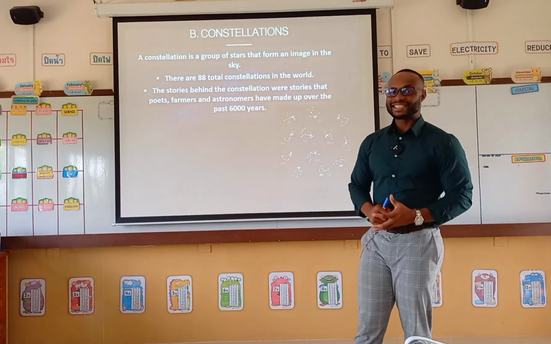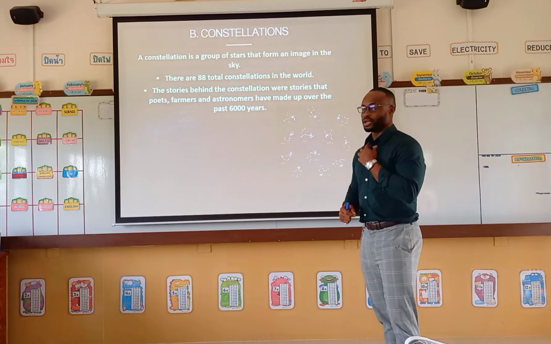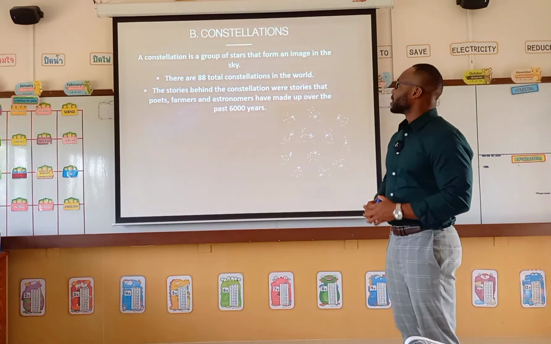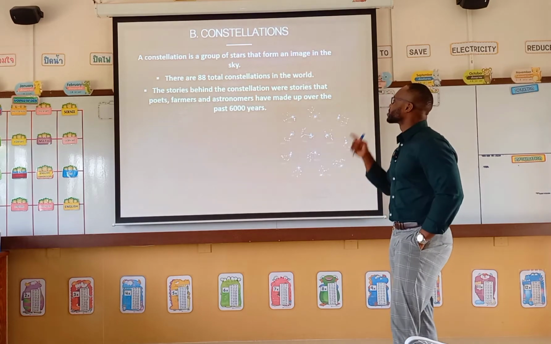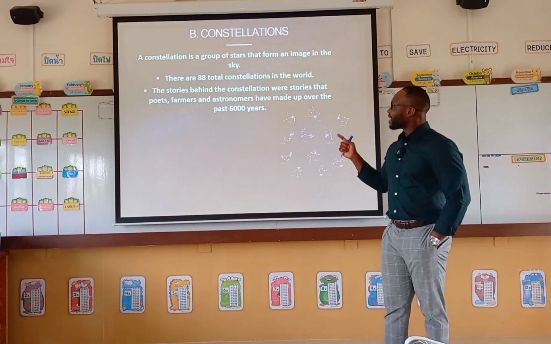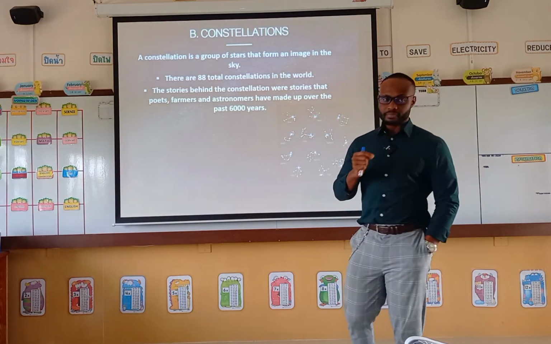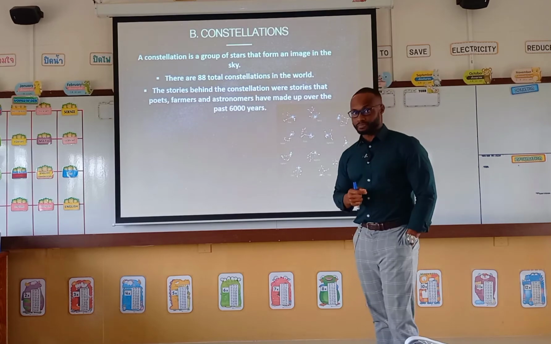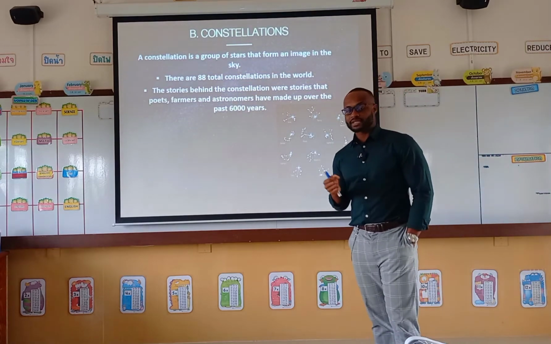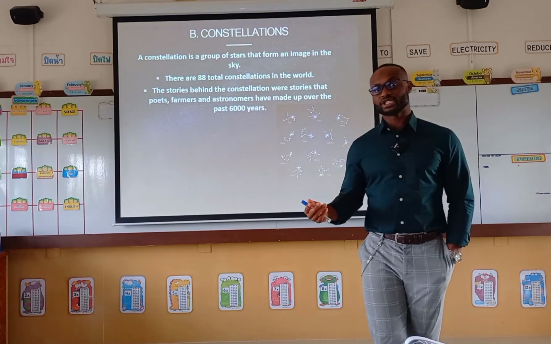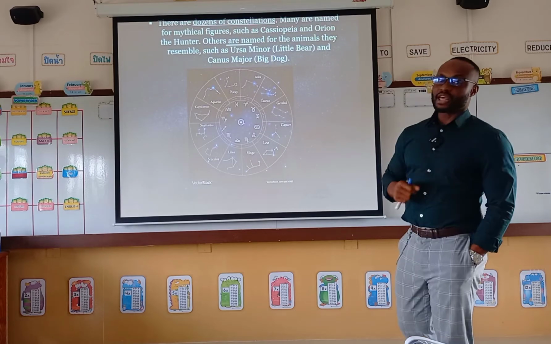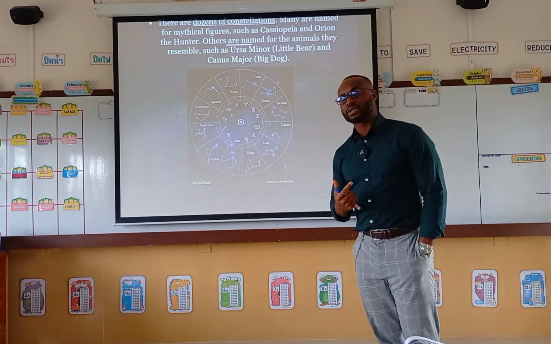Now there are 88 total constellations in the world. Okay, 88, that's a lot. The stories behind the constellations were stories that poets, farmers, and astronomers have made up over the past 6,000 years. So these are different stories that poets and farmers have made up concerning constellations for so many years. There are dozens of constellations. There are a lot of them.